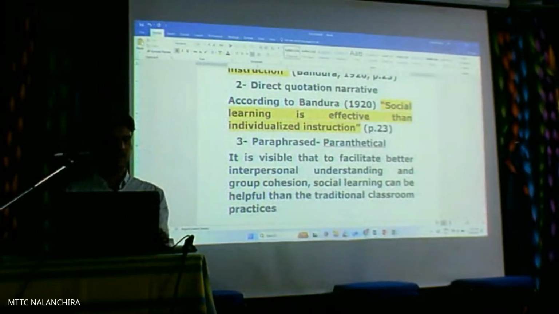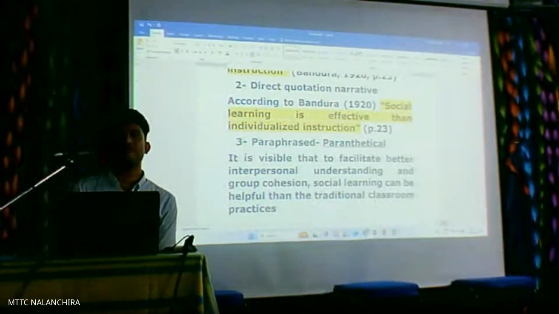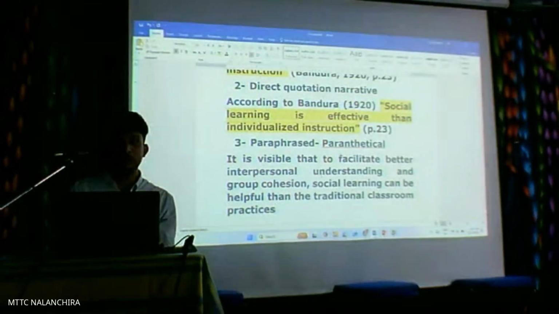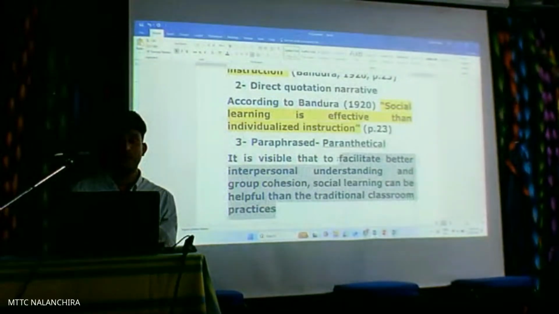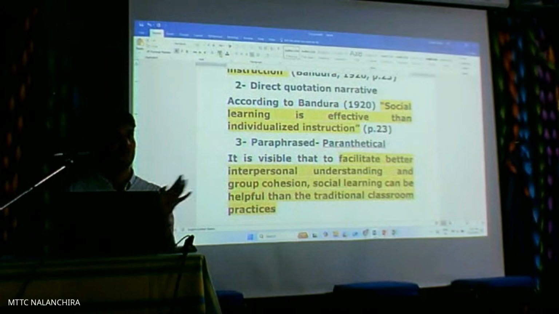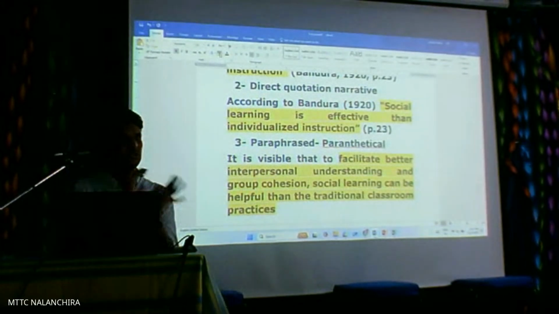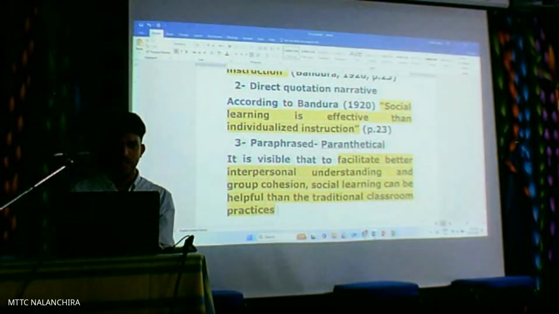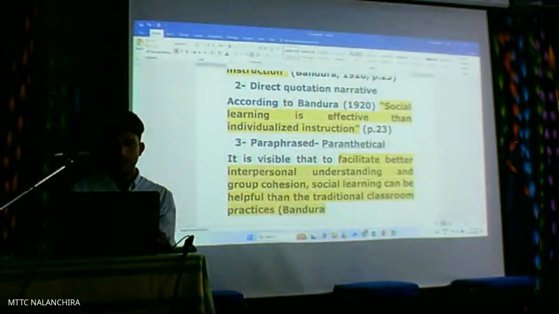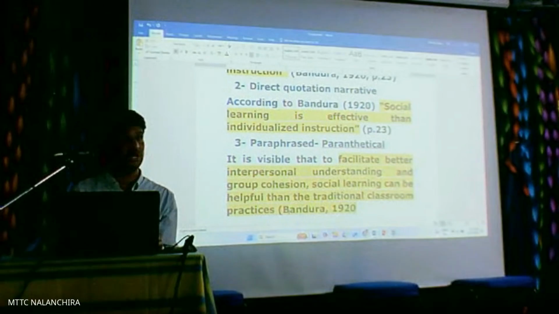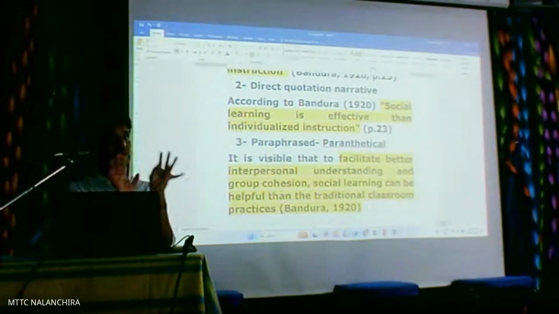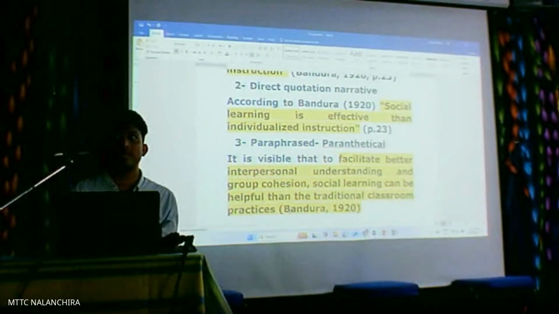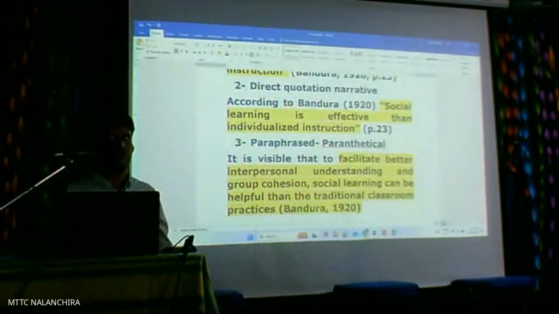See, I have written what Bandura has written: social learning is more effective than individualized instruction. This is my paraphrasing. Can you find any difference? Any similarity? Totally different, but the idea is inside. So after that I have to write Bandura, 1920. No need for a page number because I have changed it. I cannot find the same sentence on page number 23. So no need of writing the page number. This is the way of paraphrase.